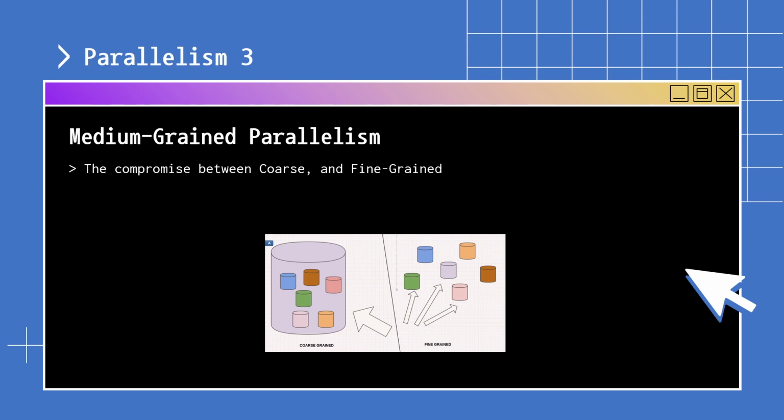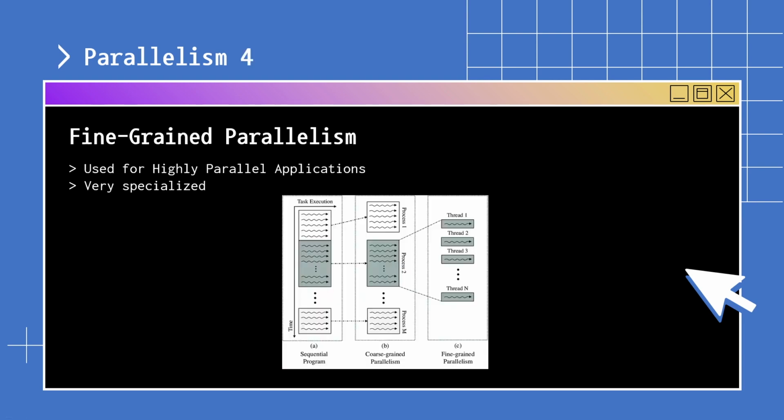And last but not least, it's the fine-grained parallelism, which is used for highly parallel applications and is very specialized. The reason that it's very specialized is, as you can see here, it's very, very specific.